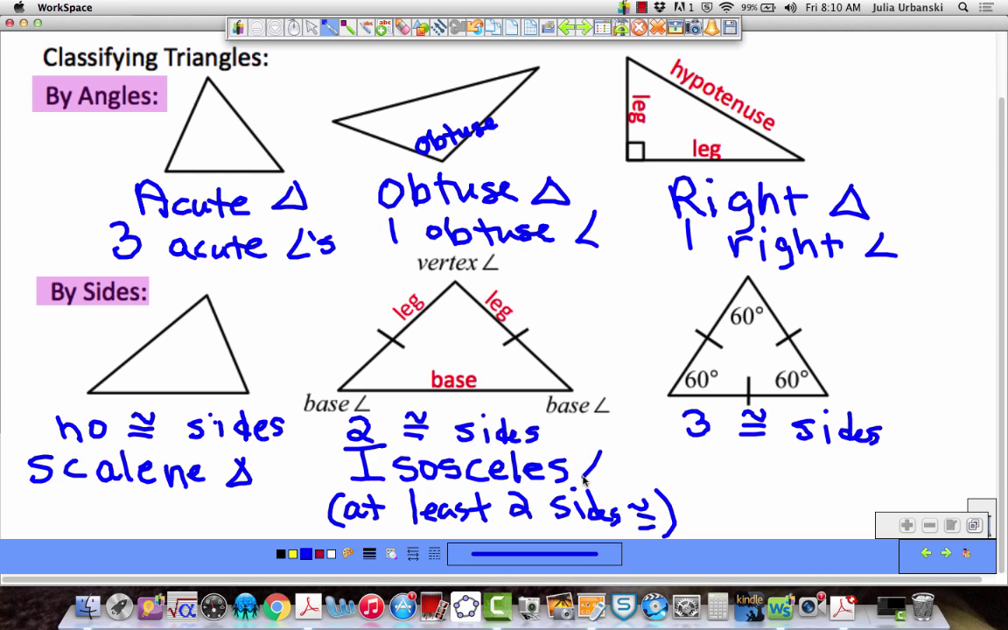Triangle and triangle. And this last one? Equilateral. That's E-Q-U-I-L-A-T-E-R-A-L. That's when you're talking about sides, equilateral triangle. But every single equilateral triangle will also have equal angles as well.